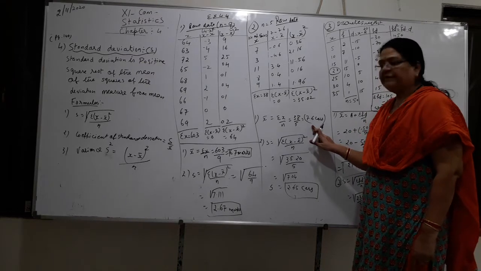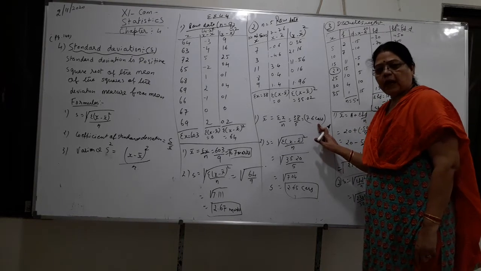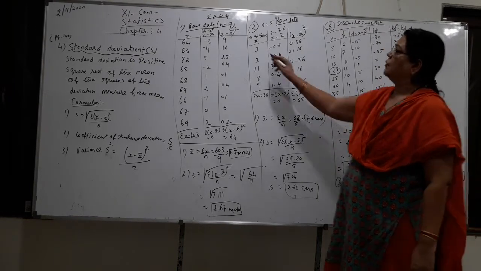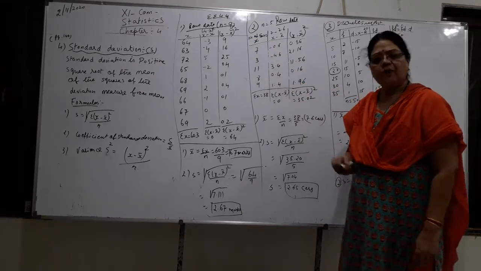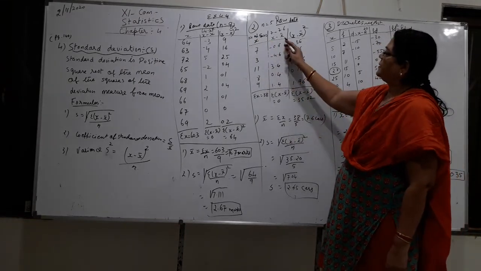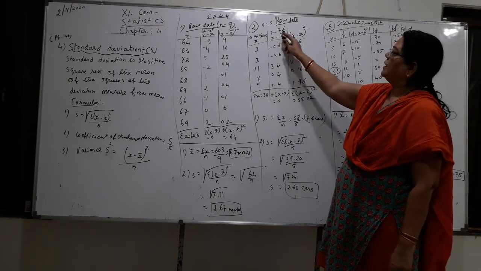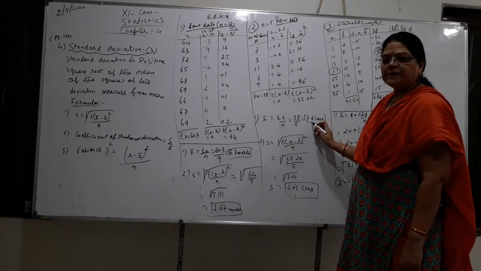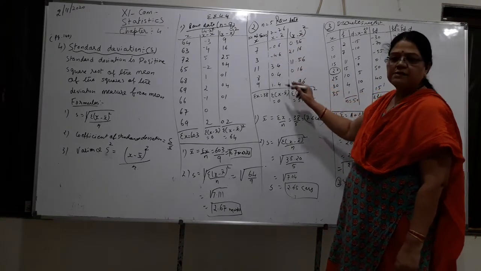You will get 7.6 cars. It is the number of cars. What is x? Number of cars. Now x minus x bar. So what is x? 7. And what is x bar? 7.6. So you will get minus this.